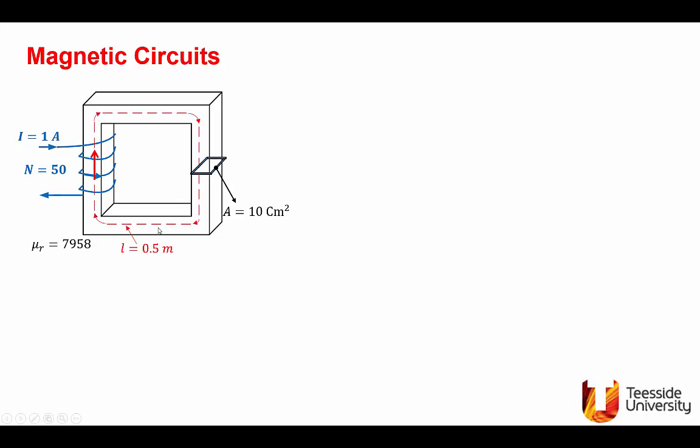And I will assume that the average length of the flux path in the core is 0.5 meter. Again, I'm choosing numbers to ease the calculation. You will see that in a second.